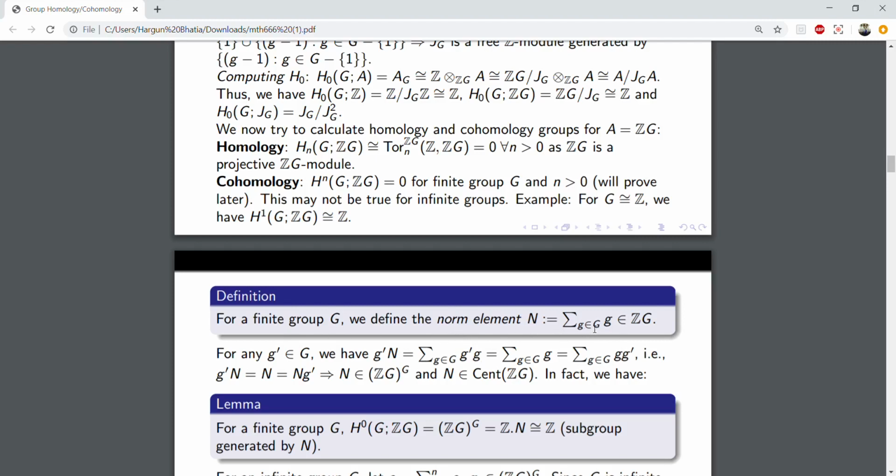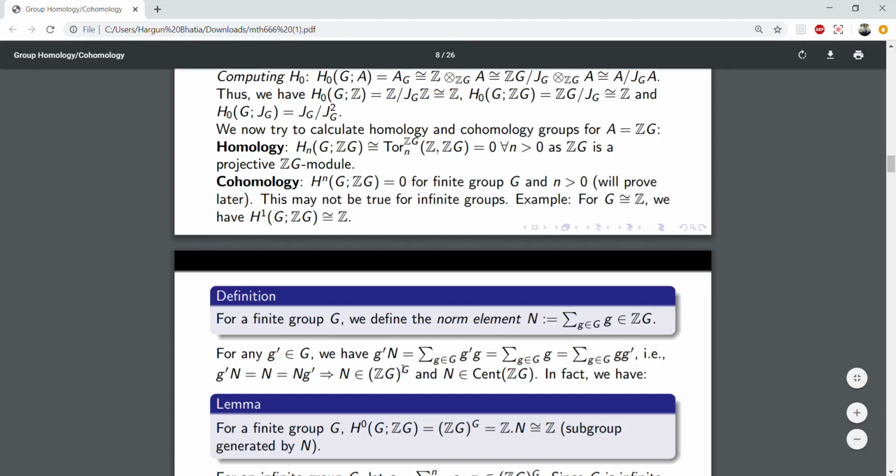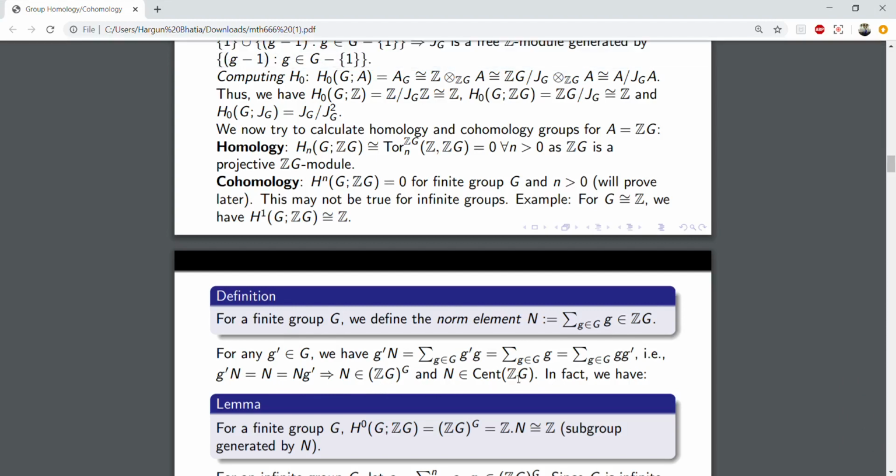For a finite group, we define N to be the sum of all the group elements in this group ring. Then we know that for any g prime, if you multiply g prime by N, this runs over the same group elements, so this is just N, which you can also write the other way because it's the same. So g prime N is N, which is N g prime, which gives you that N is a G invariant, but also it is in the center of this ring. So N is there, and all integral multiples of N will be in the G invariants.